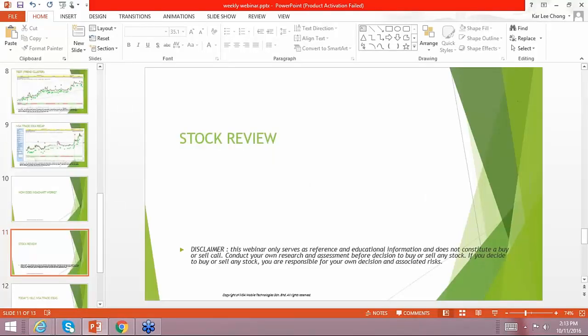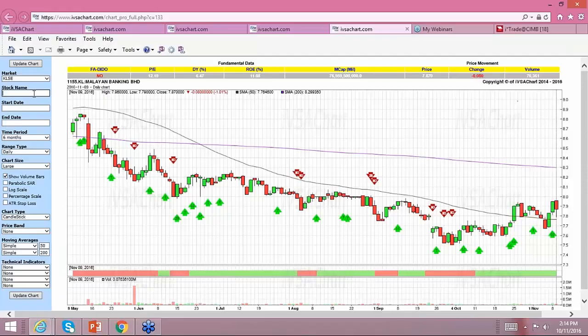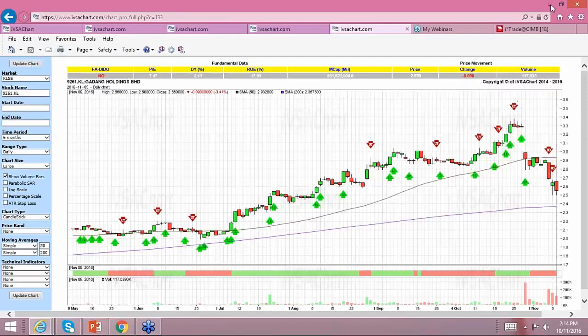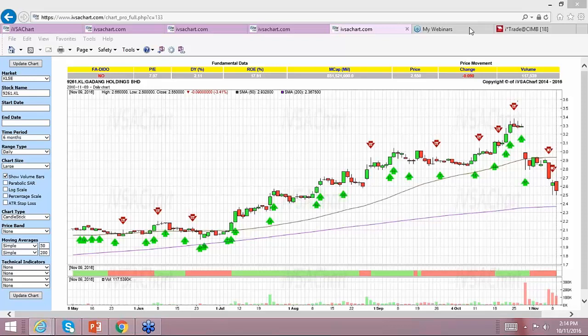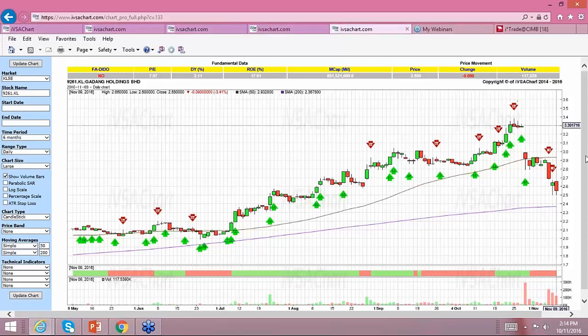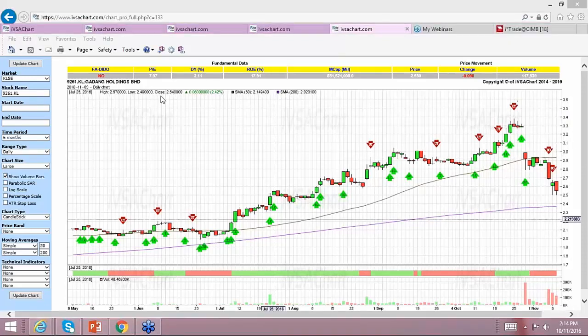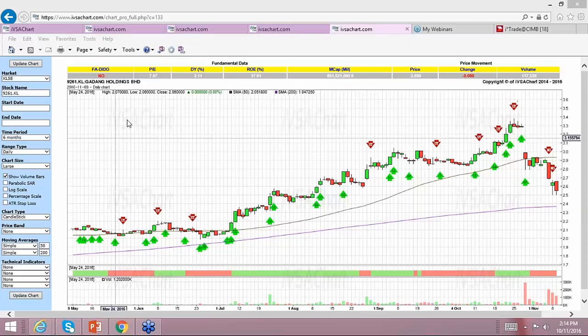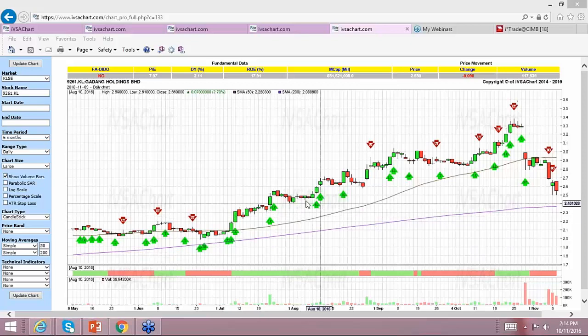Now, let's go to the stock review. Now, the whole purpose of this webinar is also to review the stocks from the participants. Gadang is the stock that our members have been picking in August, like many months ago, and they have already made good profit out of it. And I believe they are already exiting the stocks. Now, Gadang is a stock that in our iVSA, I have personally talked about this stock way back in August, actually.